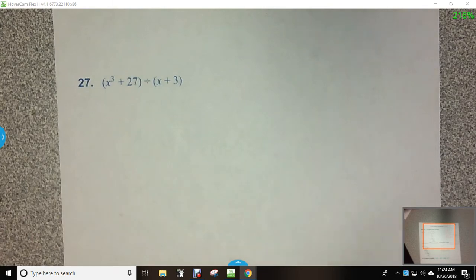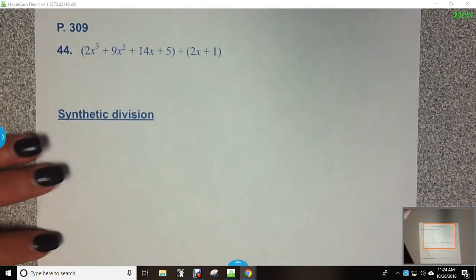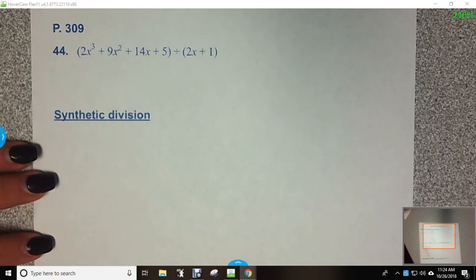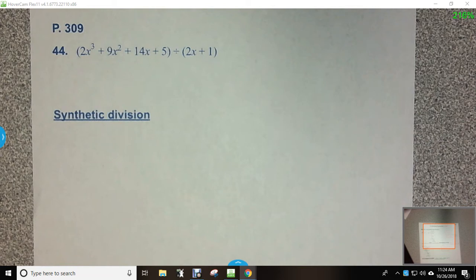So now, the next problem we're going to look at is this one. Okay, and I tell you what, we're going to do this one with synthetic real quick, and then we'll be done for the day. It could also be done with long division. But the synthetic is pretty quick. But the problem is what, Derek? The coefficient has to be a 1. But I can make it be a 1.